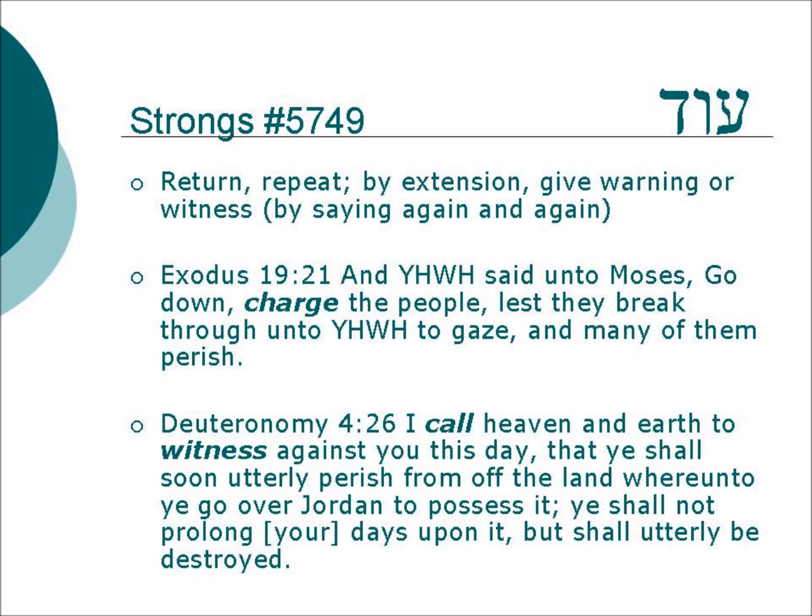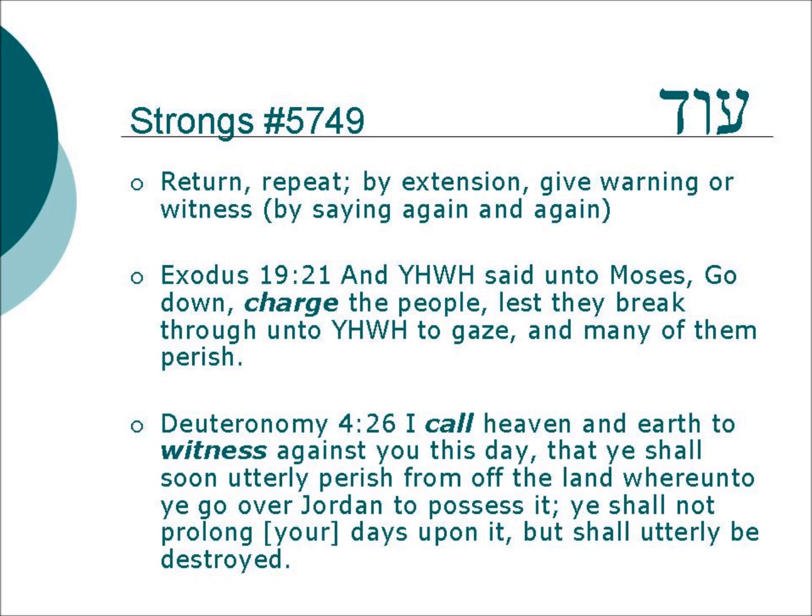Exodus 19:21. And Yahweh said unto Moses, Go down, charge the people, lest they break through unto Yahweh to gaze, and many of them perish. Right in the right moment before the 10 words are being given to Moses on the hill, the people need to step away, and Yahweh gives a warning to them, and he charges them. He's going to tell them over and over again, don't let the people break through.